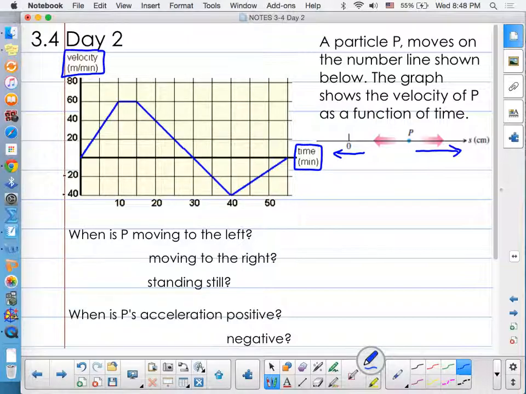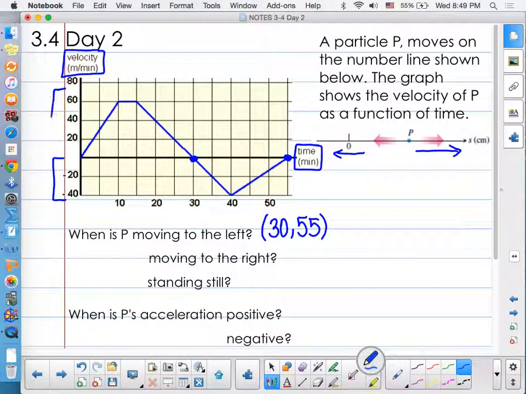So when is p moving to the left? On a velocity graph, you can tell when things are moving to the left or to the negative direction when their velocity is negative. So between 30 and 55 seconds on this derivative graph, we see its velocity was negative, indicating it was going the opposite direction. When was it moving to the right?